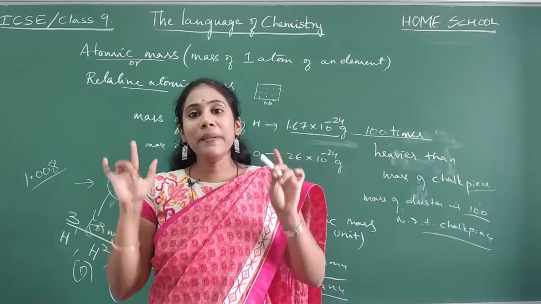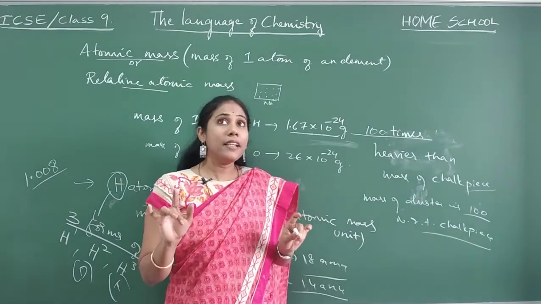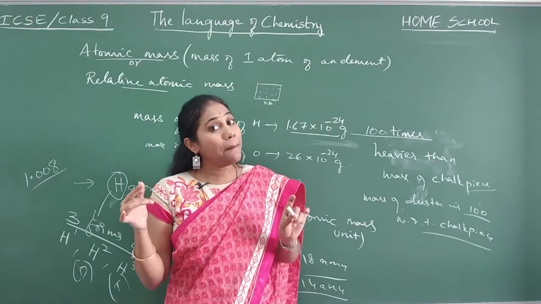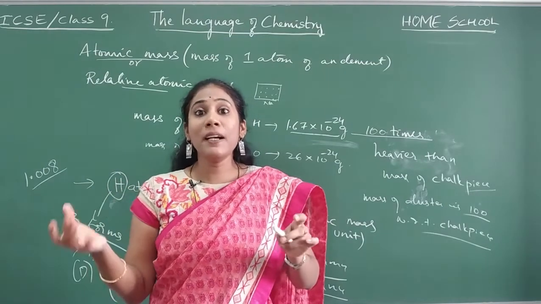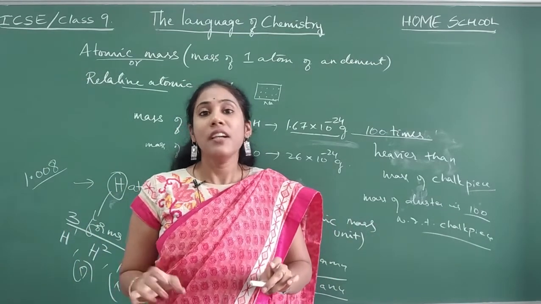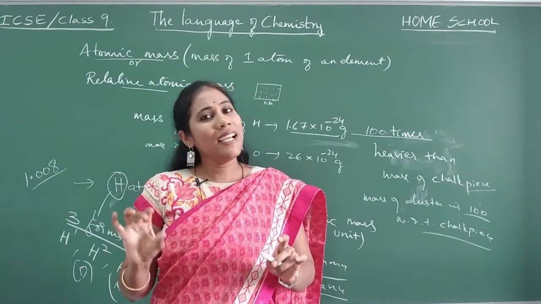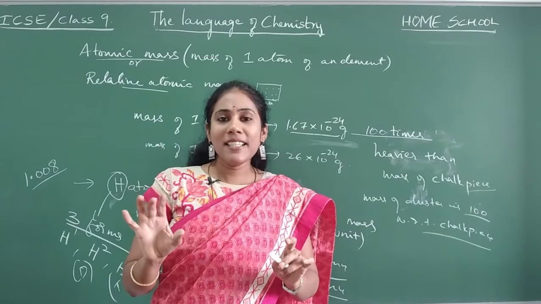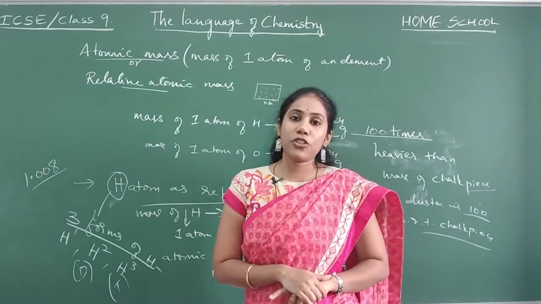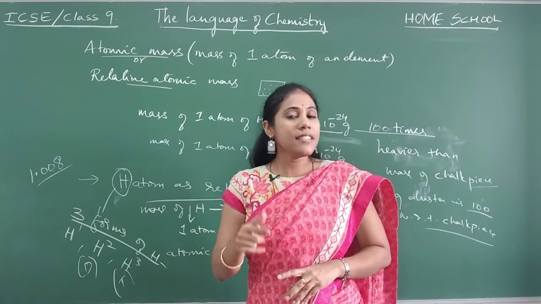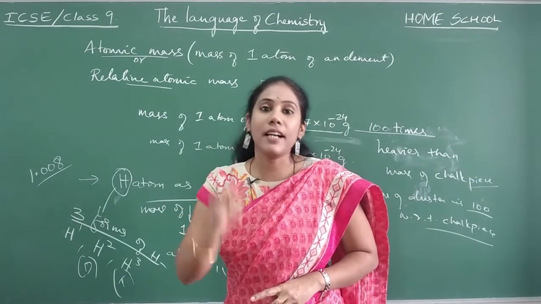Why basically they took carbon as a reference is because carbon is the abundantly available element. Carbon compounds are too many in our nature. Carbon is not very much reactive also. So carbon has some special property, and that is the reason they took carbon as the reference instead of hydrogen. Now we will discuss the relative atomic masses with respect to carbon.